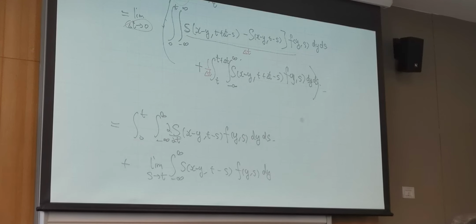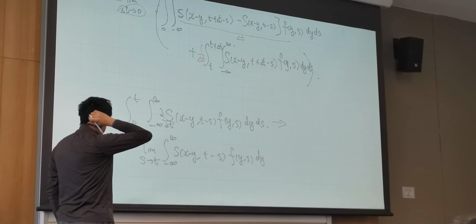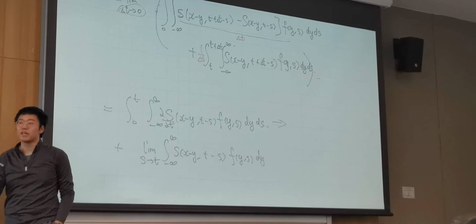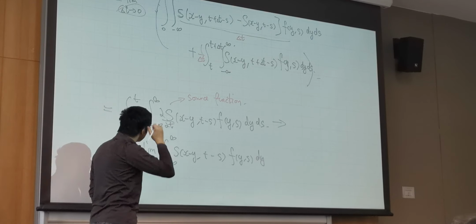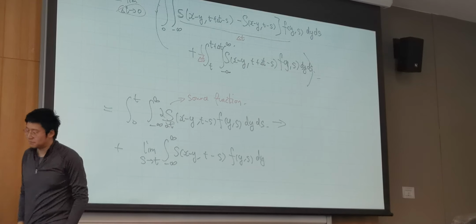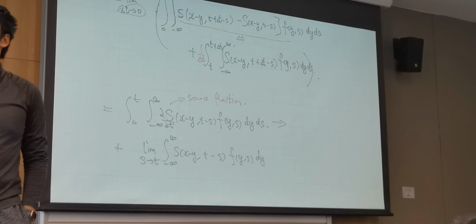Let's further process these two terms. What about the first term? First of all, we have talked about the property of s. What is s? S is the source function. Now we're talking about the partial derivative of the source function. What's the property of the source function?